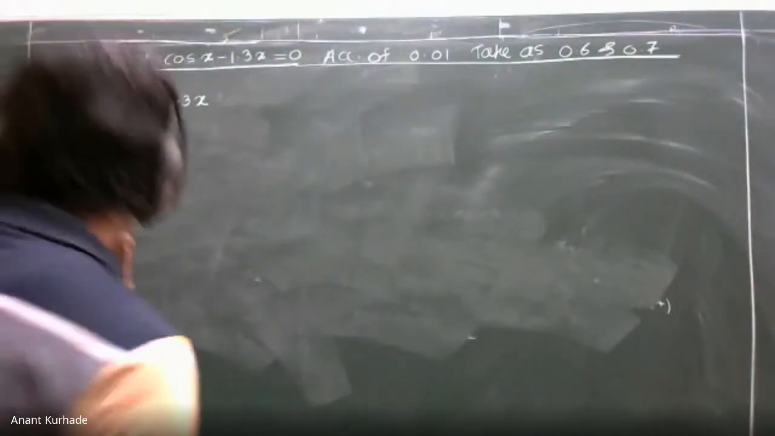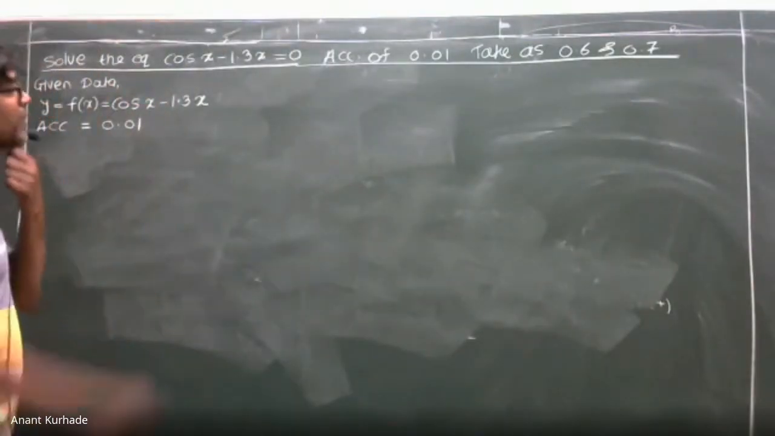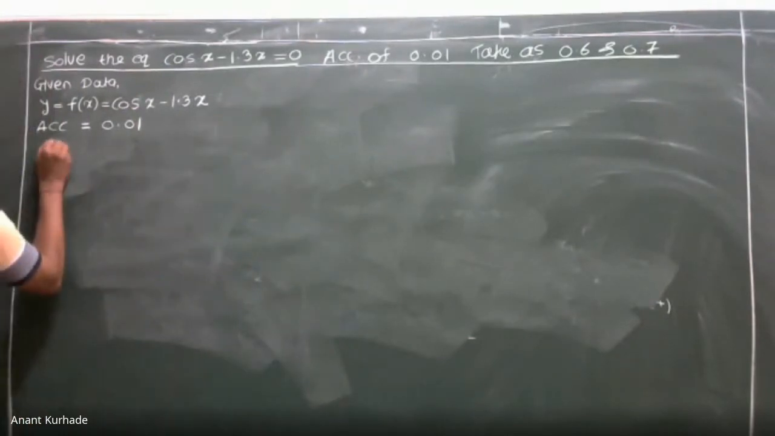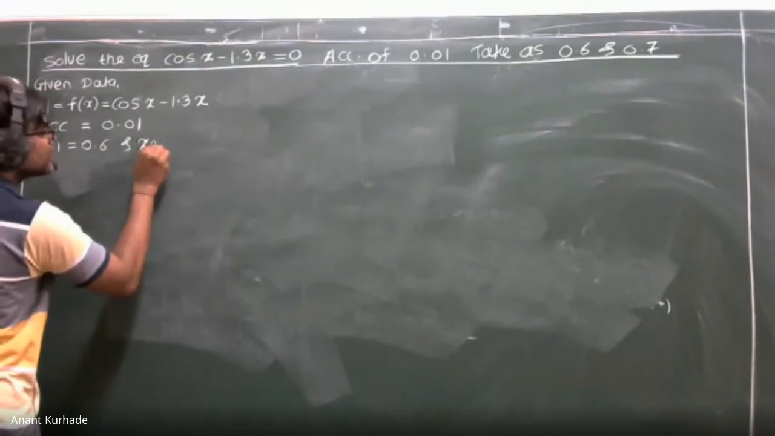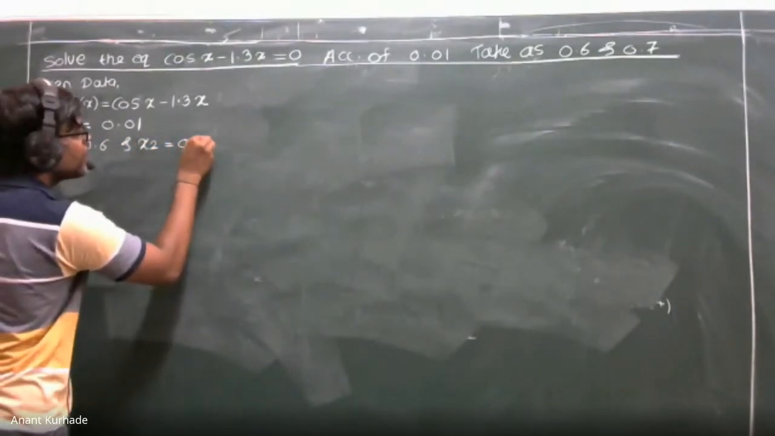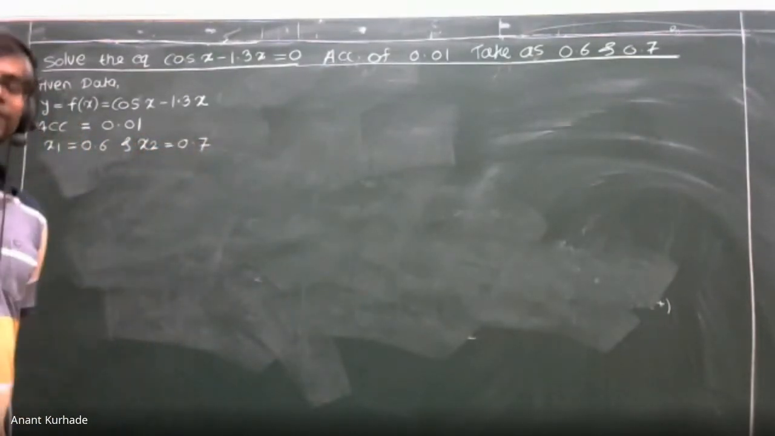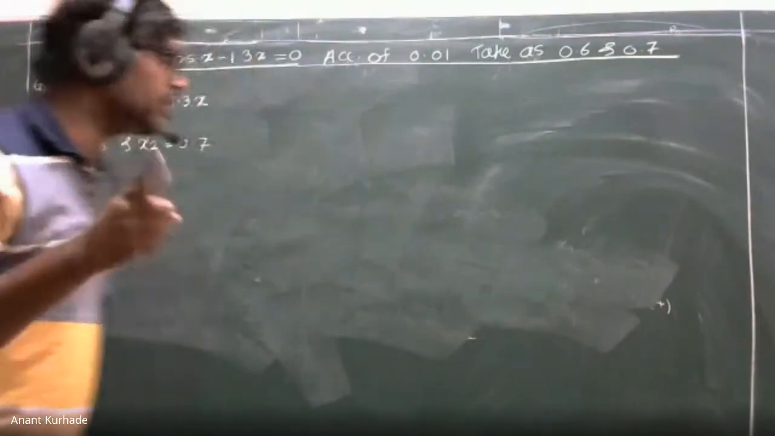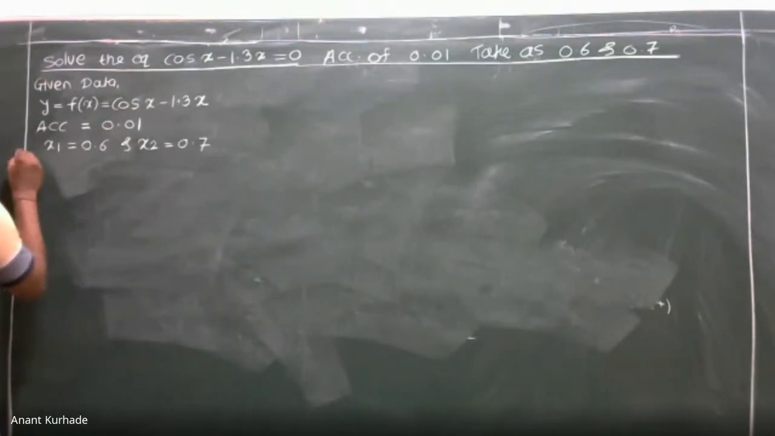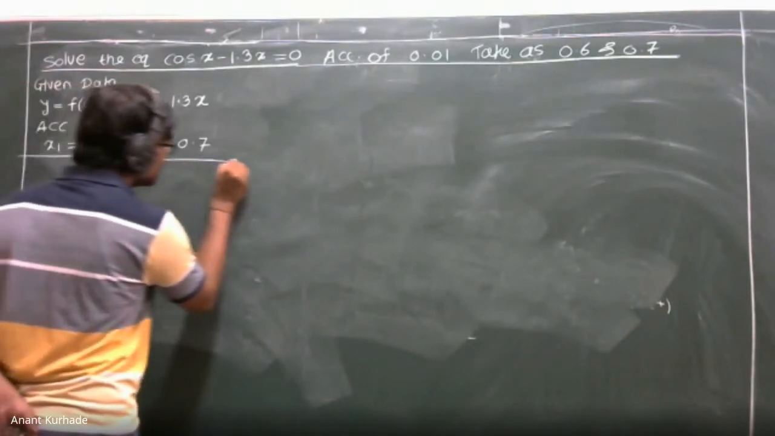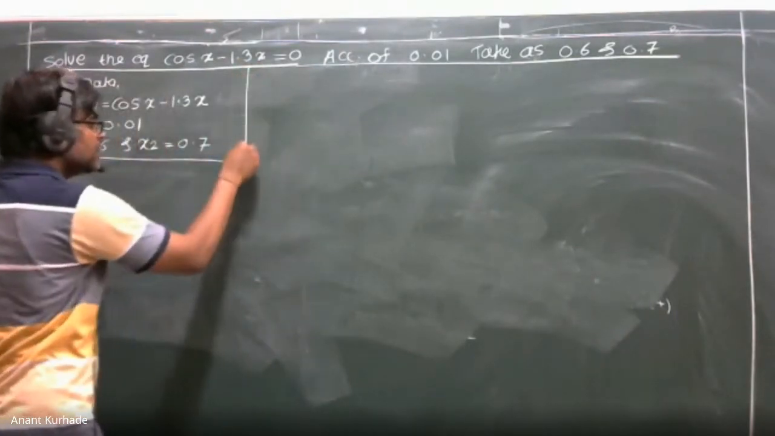Okay, now see again. We have given two cases: X1 is equal to 0.6 and X2 is equal to 0.7. Okay, now once you write the given data, please cross check. Directly, don't go for checking conversion conditions. So this is for the given data.